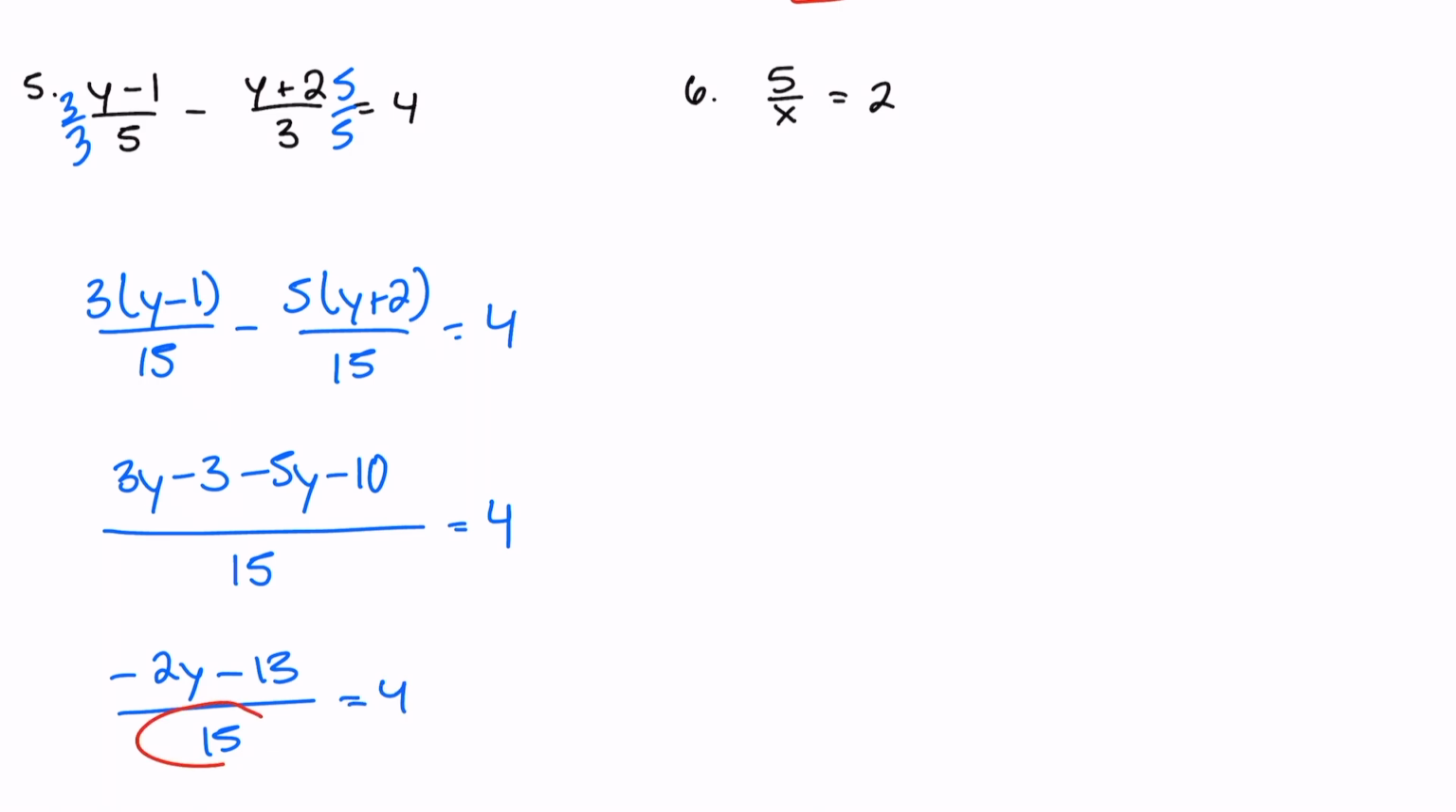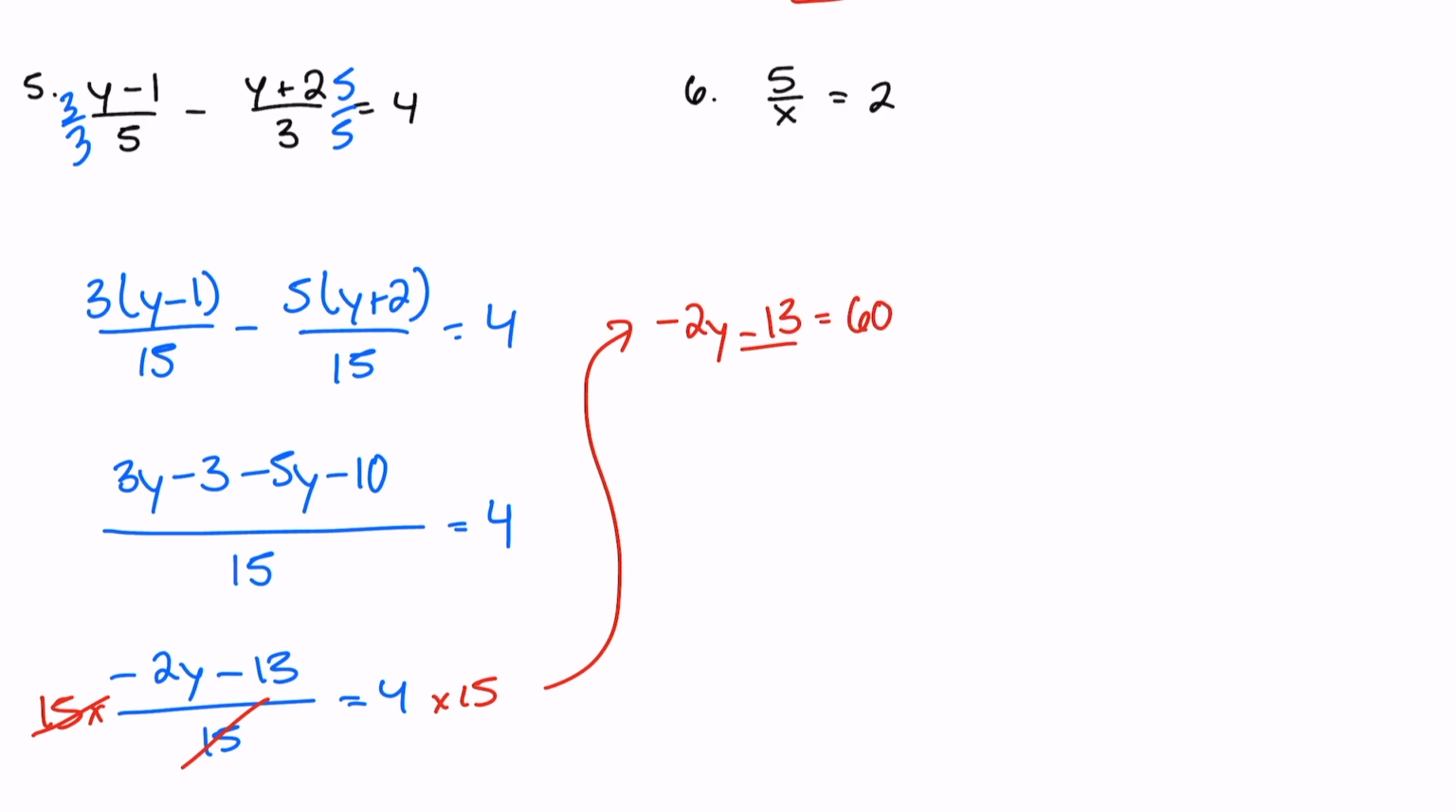To get rid of this dividing by 15, we can multiply both sides by 15. So these would cancel out, and what we're left with is negative 2y minus 13 is equal to 60. To get rid of this minus 13, we have to add 13 to both sides. So we get negative 2y is equal to 73. And then to isolate y, we need to divide by negative 2 on both sides. So we're left with y equals negative 73 over 2.